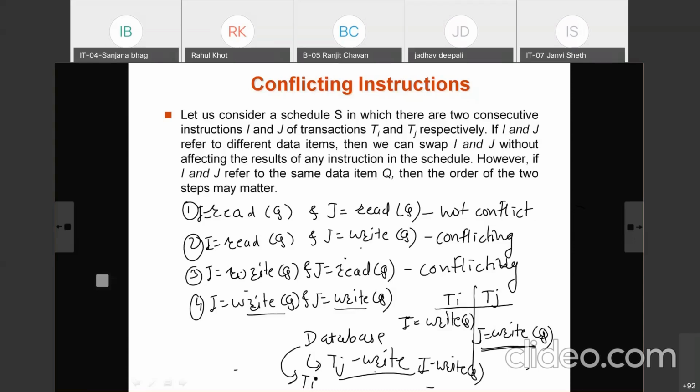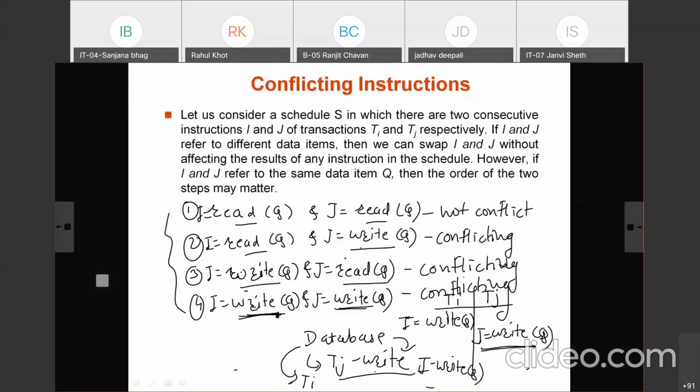So, even if both are write operations, the value which is stored in the database depends on the transaction which performed the last write operation, and which indirectly affects the next read operation, and that's why these are also conflicting with each other. When we consider these four cases: read-read, no conflict, only read, no update is there, so we can easily swap the instructions. I read, J write, or I write, J read, it is conflicting. So the sequence of the instructions matters. We cannot swap these instructions directly.